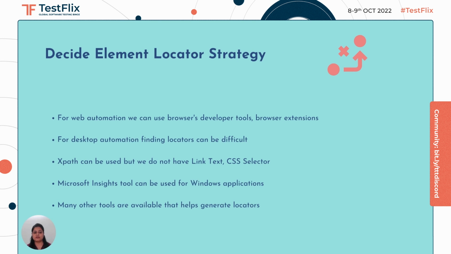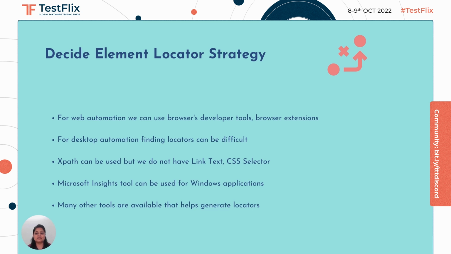Deciding element locator strategy. For web applications, we have plenty of options to find locators, like the browser's built-in developer tools and various browser extensions like Selectors Hub, WebDriver Element Locator. In contrast to web applications, finding locators in desktop needs to be strategized. XPath can be used, but you will not have the usual attributes like CSS selector, link text, etc.